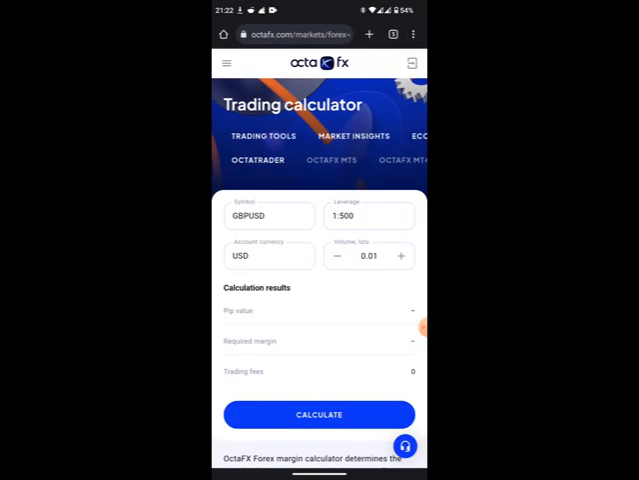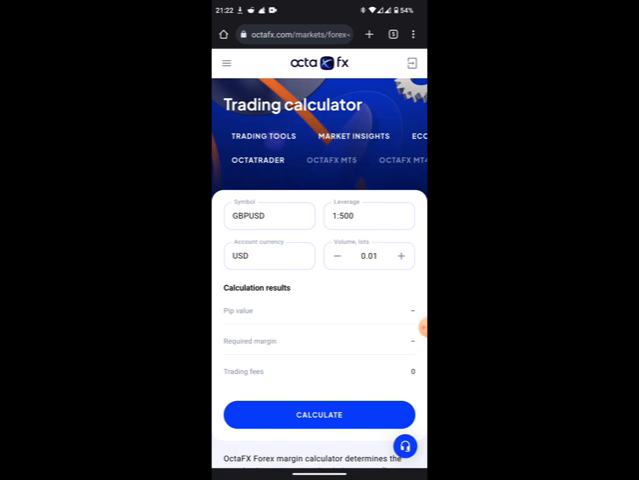Now look at your leverage. If you don't understand what leverage is, please don't forget to watch my videos on leverage. I did an explanatory video on leverage for beginners so that you understand what leverage is. These are different parameters that affect your trading. You have to understand what these things are.